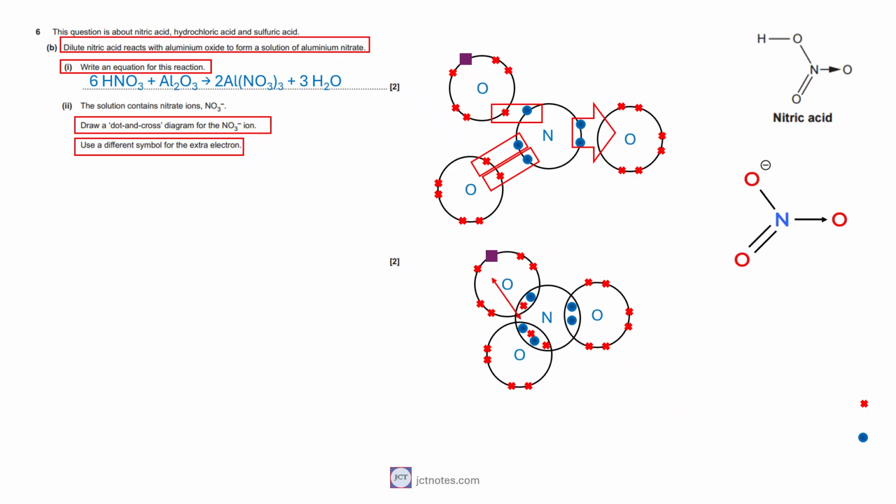As an additional point, beyond the requirements of this exam question, all 3 nitrogen-oxygen bonds in the nitrate ion are actually the same length. This is because the bonding electrons are delocalized across all 3 nitrogen-oxygen bonds, rather than being confined to specific single or double bonds.